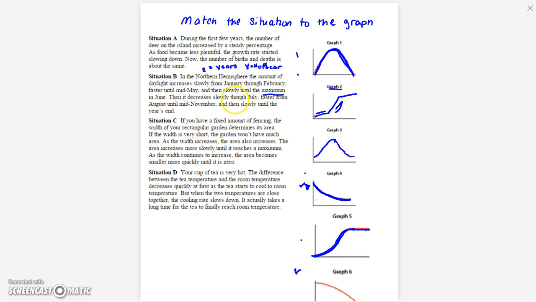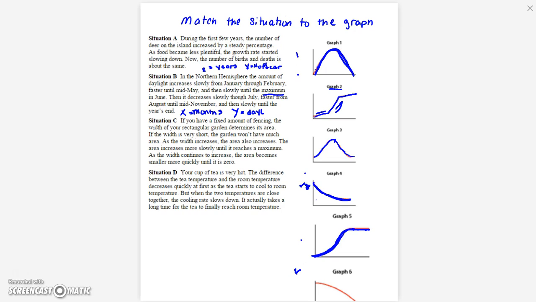So really quickly, let's define our variables. Our x, or our independent, is going to be months, and our dependent, or y, is going to be the amount of daylight. Okay, but let's take a look. That word maximum means that my graph is going to have a maximum. So what does that mean? It means it goes up and then it's going to come back down.